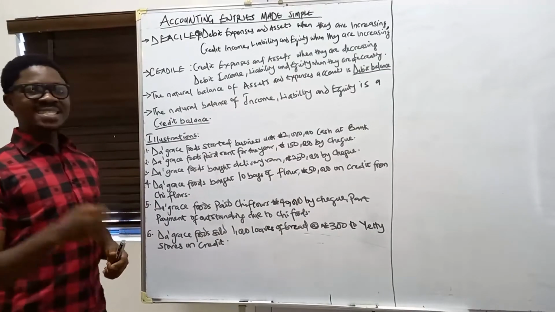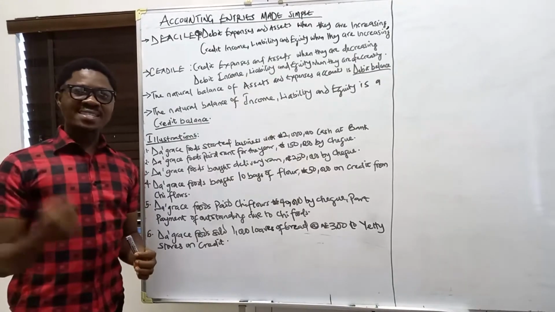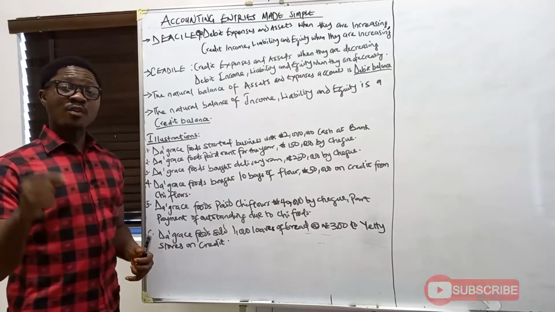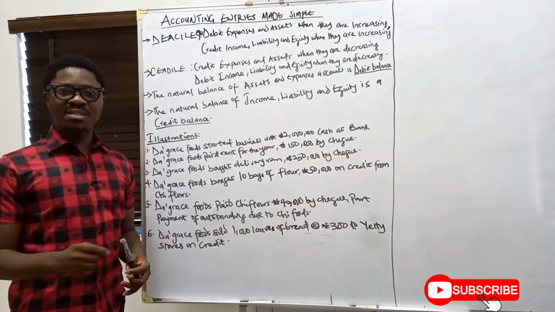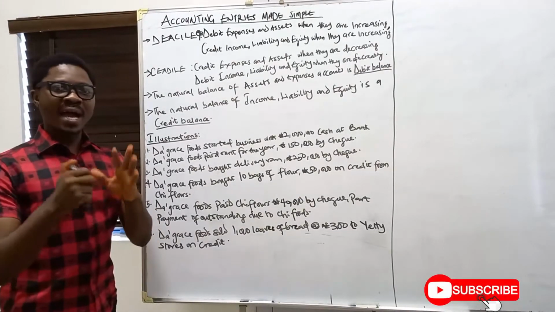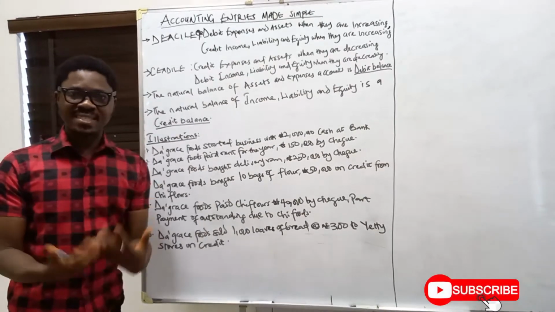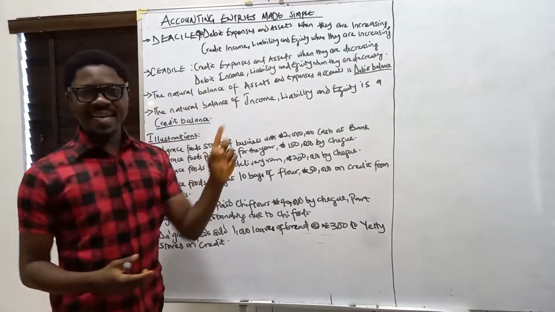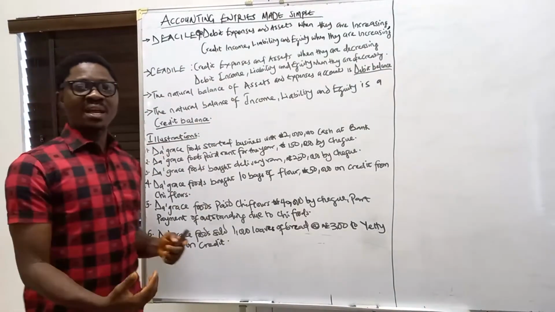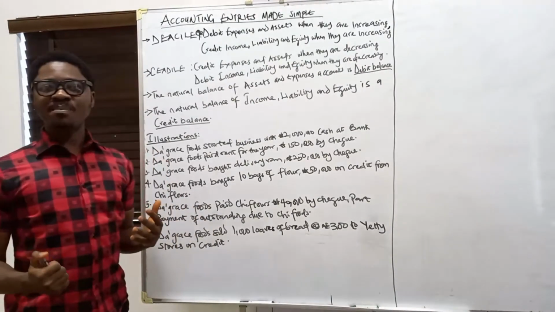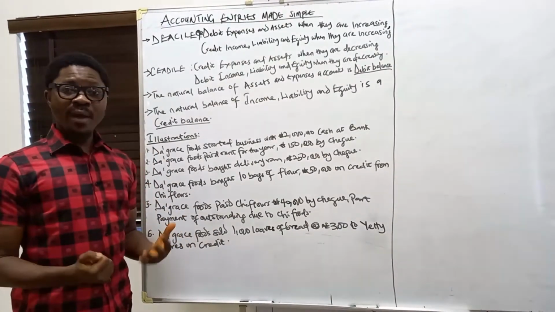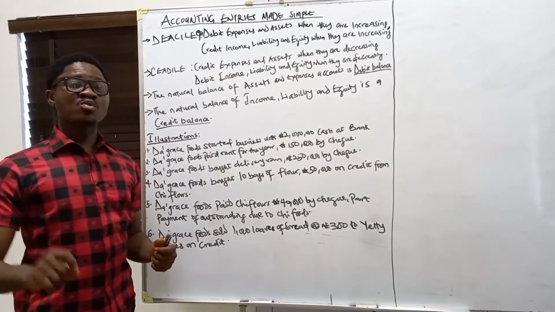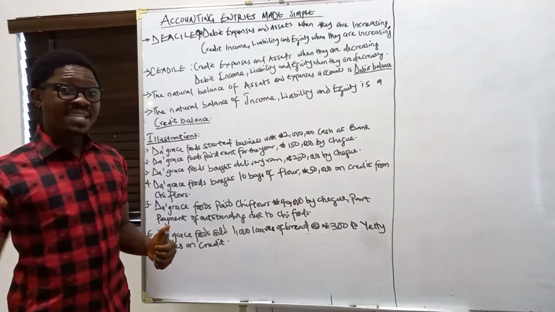That now tells us that the natural balance of asset and expense is always the debit balance. What led to having the natural balance of expense and asset as a debit balance? What led to that is you debit expense and asset when they are increasing. So that means that when you see a chart balance and you discover that expense has a credit balance, you raise a flag. Why? Because when they are increasing, they are to be debited. And that translates to having the natural balance to be a debit balance.